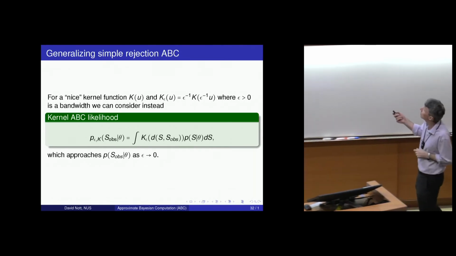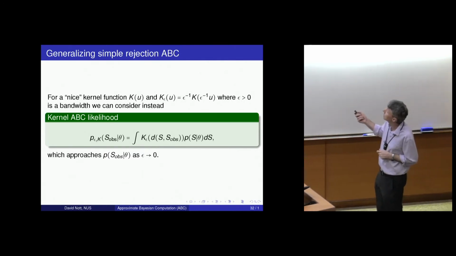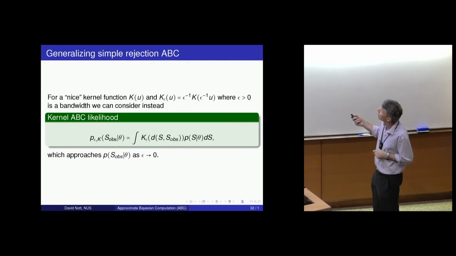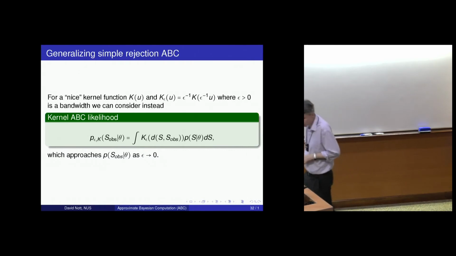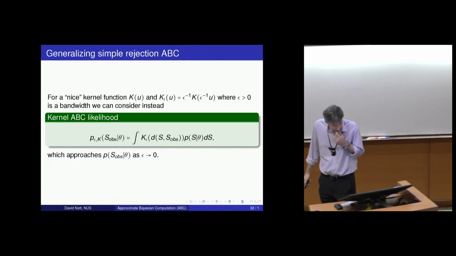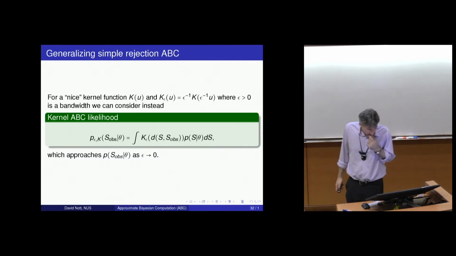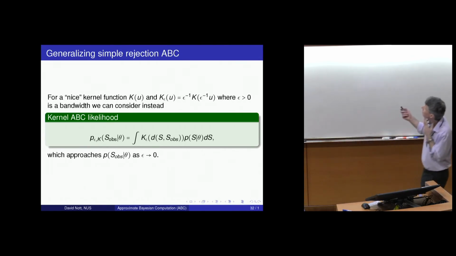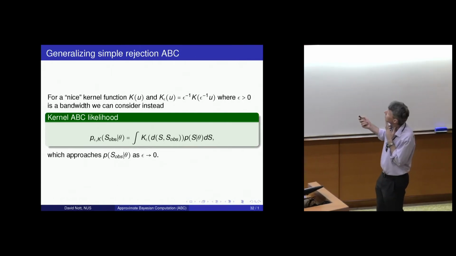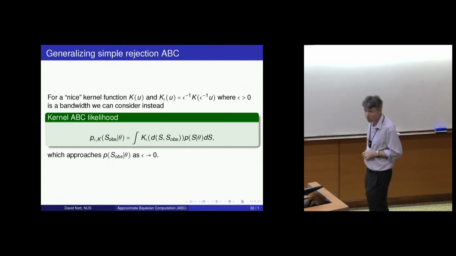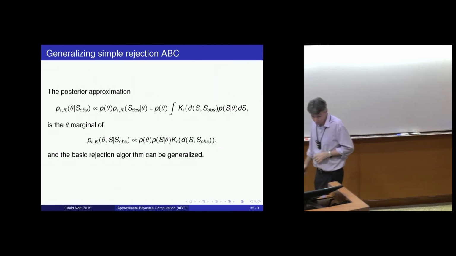We consider this approximation to the likelihood where we integrate this kernel against the sampling distribution for S given theta, okay? And as I said, as epsilon approaches zero, this is going to become like a point mass on zero. And so this is going to give all the weight in the integration to S obs. And this will become like P of S obs given theta, okay?